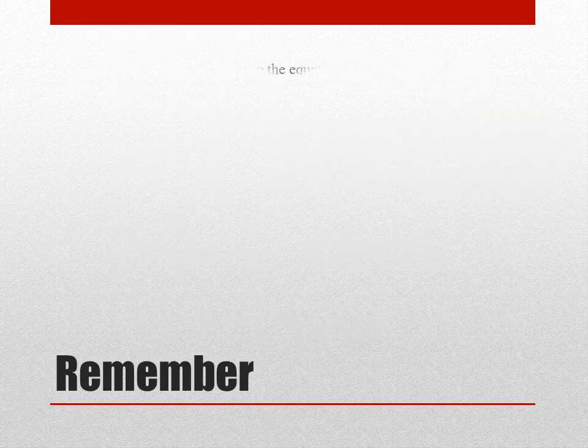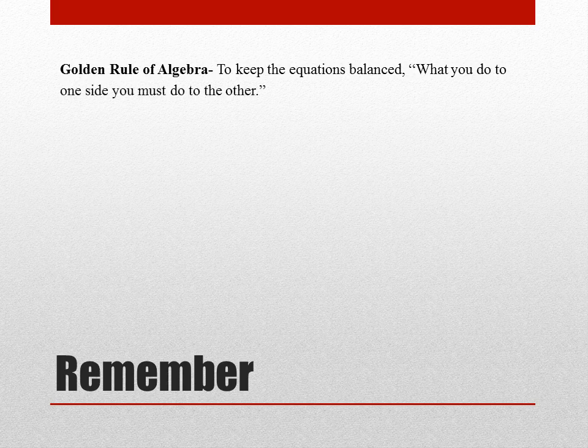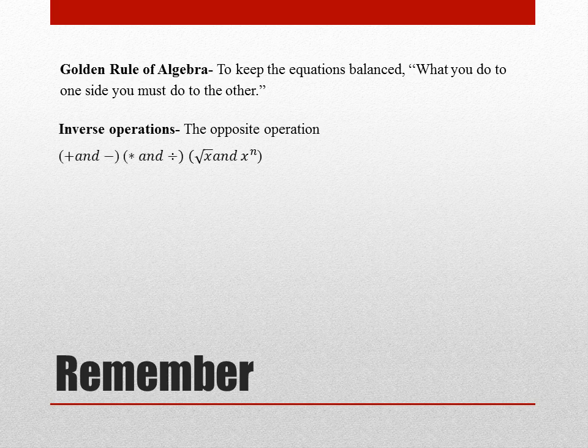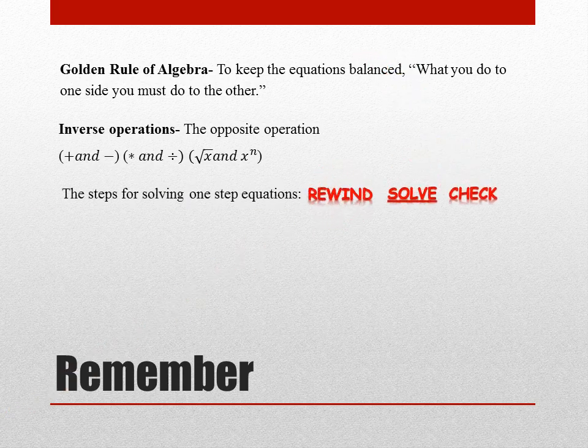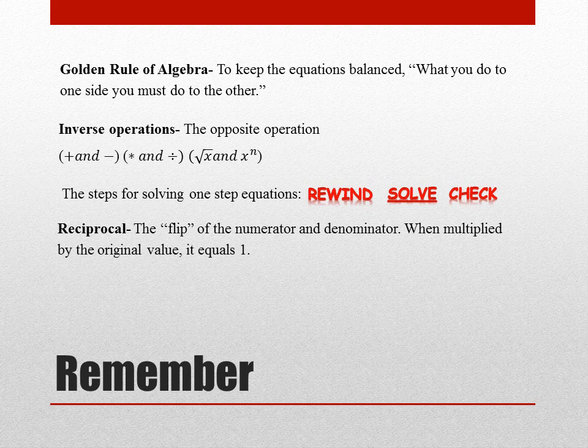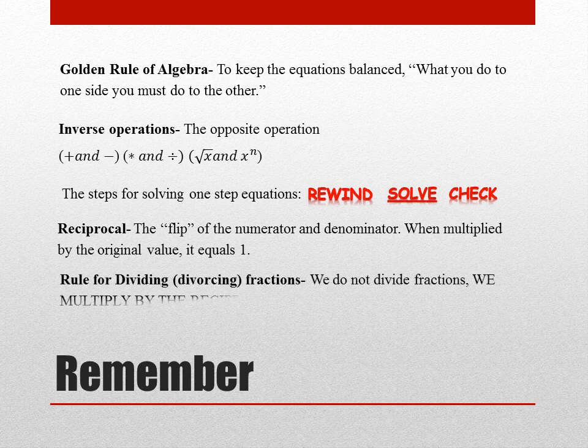All right, so we have proven ourselves for each one of these one-step equations that we just tried. So here are some things to remember. Golden rule of algebra: to keep the equations balanced, what you do to one side, you must do to the other. We got those inverse operations that we have to remember. The opposite of plus is minus. The opposite of multiplication is division, or the opposite of being married is divorce. And the opposite of roots are exponents, or the opposite of exponents are roots. The steps for solving one-step equations: we're using rewind, solve, and check right now. Remember, the reciprocal is that we flip the numerator and the denominator of a fraction or a number, and when that new number is multiplied by the original, the value will equal 1 after you cross cancel everything.